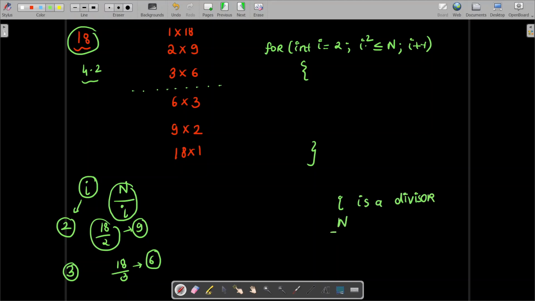n by i is also a divisor, always a divisor actually. Because obviously, if I write i into n by i, I just split it into two factors, right? That is n only. So n by i is always a divisor.